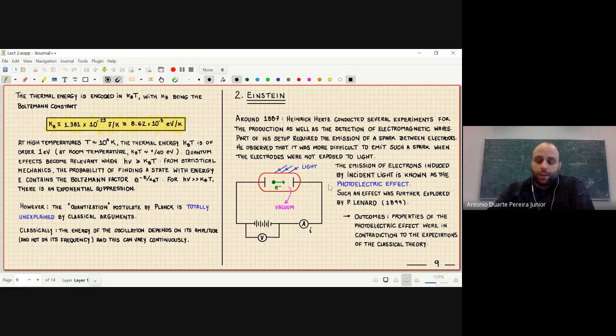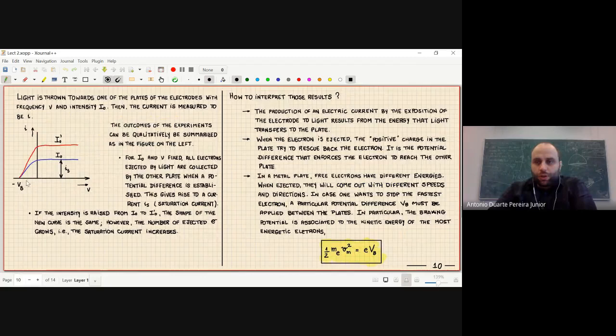So this potential plays the role of something that tries to get back the electrons that were emitted by light. This VB is nothing but the value of the potential, and you see that there is the negative sign because this is a negative potential difference. What I'm saying is that there is a value, minus VB, that makes the current vanish. Okay, I hope the physical picture is clear to you.